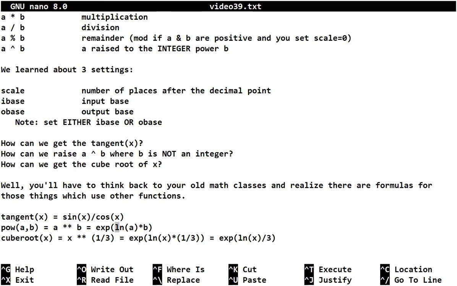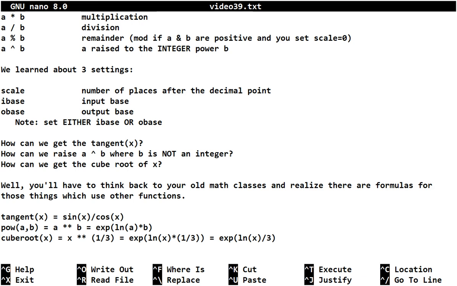And cube root, or any root, the nth root, is really just x to the 1 over the root you want. So the cube root is x to the 1/3 power. The 5th root would be x to the 1/5 power. The nth root would be x to the 1 over nth power. So great.